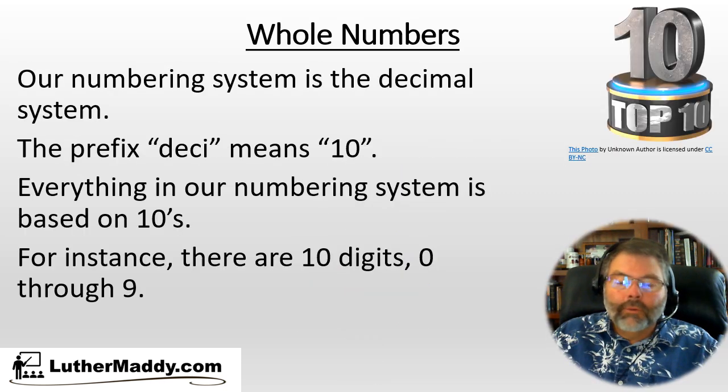Again, we're starting out real basic here, but the numbering system that we work with is the decimal system. That means everything is based on tens. And so think about it. When you learn to count 1, 2, 3, 4, 5, 6, 7, 8, 9, 10, there's actually 10 digits.